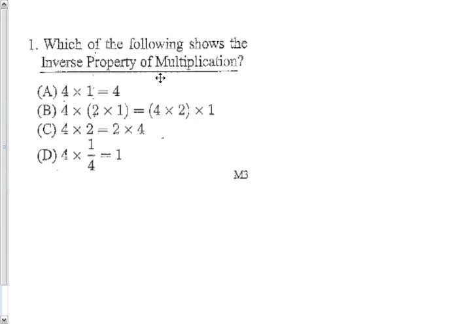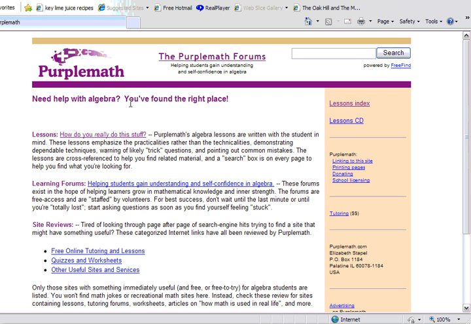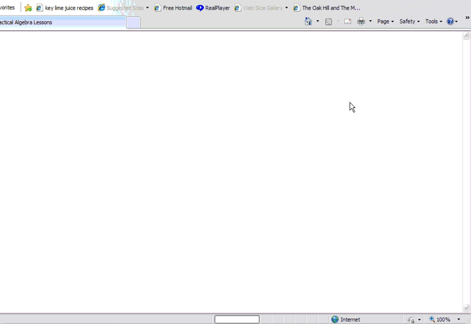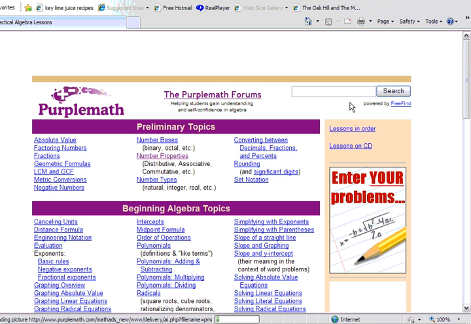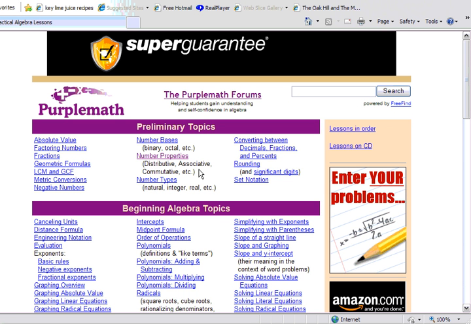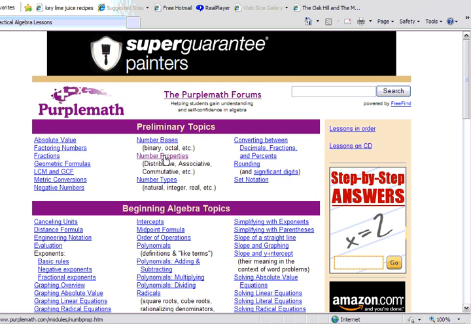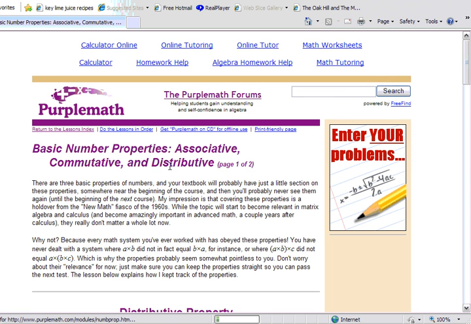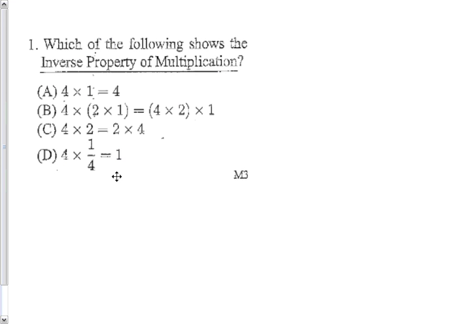Question number one, which of the following shows the inverse property of multiplication? They even did a good job of underlining that for us. This is just one of our number properties. And as we talk about these, we want to go to Purple Math. If you look over here on the far right, lesson index, there's a pretty good index for us to pull up of a lot of different topics. Our number properties here are preliminary topics, and that's what we're talking about in this question.